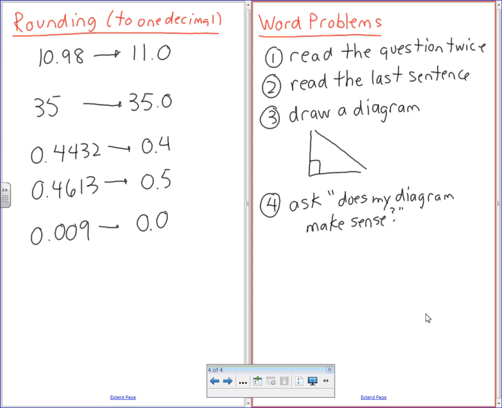I should probably put on here somewhere: label all sides in English. What that means is like ladder, wall, ground, that sort of thing. It makes it a lot easier to see. Because starting in the next unit, there'll be more triangles that aren't necessarily right-angled, so those will be fun.